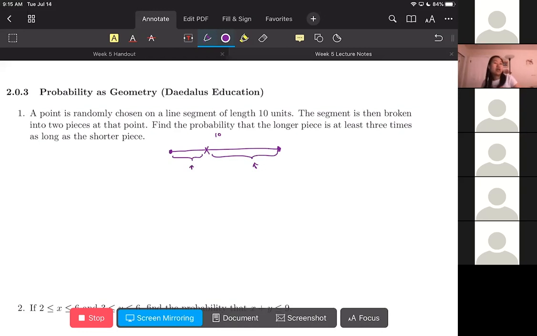So when will that happen? Any ideas? It'd have to happen in a way so that the number we're adding, when we add it to the shorter piece and the long piece, we'll get 10. So pairs that sum to 10. It does have to sum to 10. But when is it going to be the case that the longer piece is at least 3 times the length of the shorter piece?